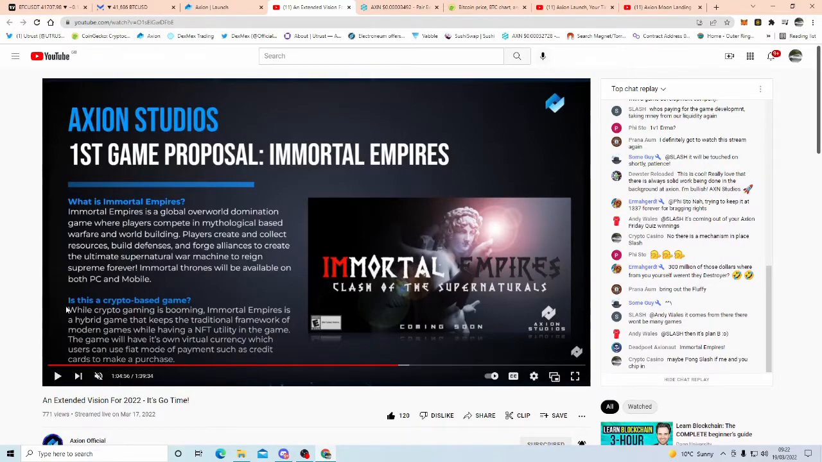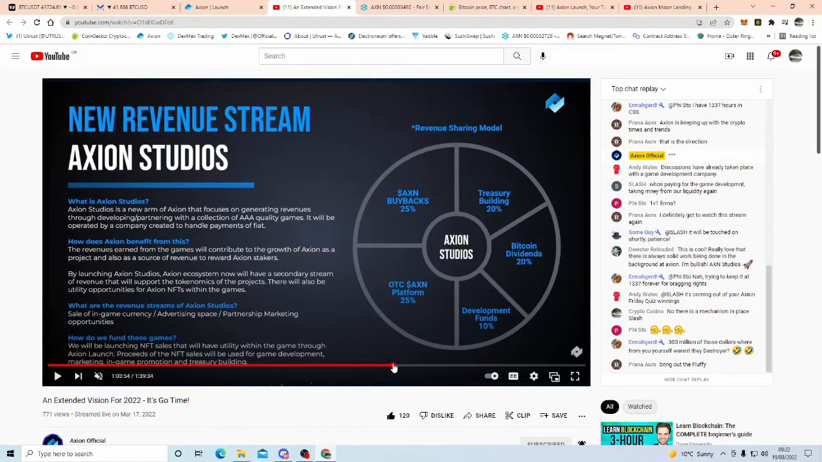So, is this a crypto-based game? Right. While crypto gaming is booming, Immortal Empires is a hybrid game that keeps a traditional framework of modern games while having an NFT utility in the game. The game will have its own virtual currency, which users can buy using fiat modes of payment, such as a credit card. This is going to help with onboarding just your average Joe investor.